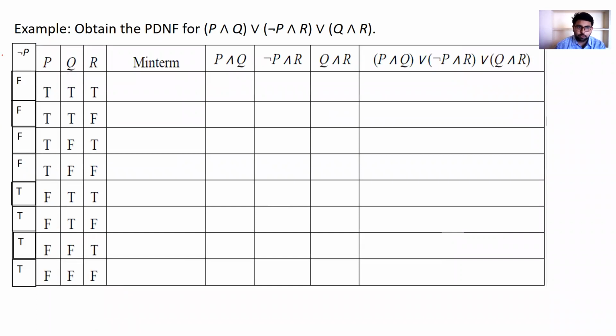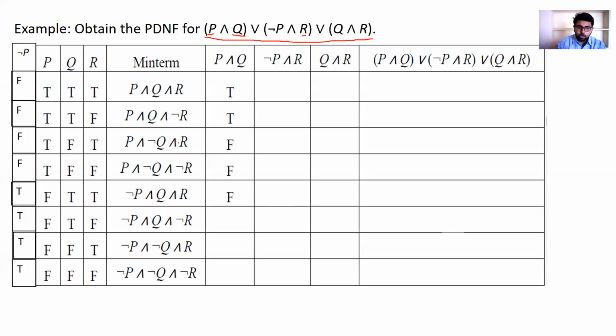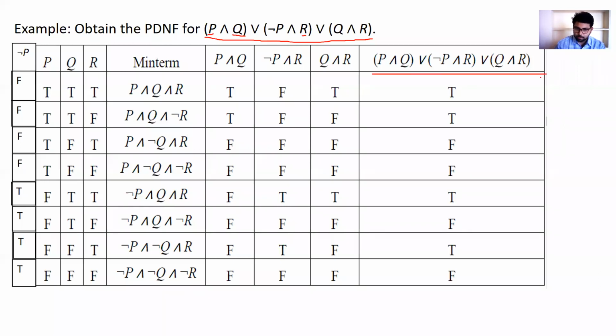To construct this table, first of all, we need to identify how many variables are there in the formula. So we have three variables, that is P, Q and R. First you need to write the minimum terms for this, and then you write the values for each and every individual term, and then you identify the values for the complete term, and then you write the minimum terms which got the value of true.